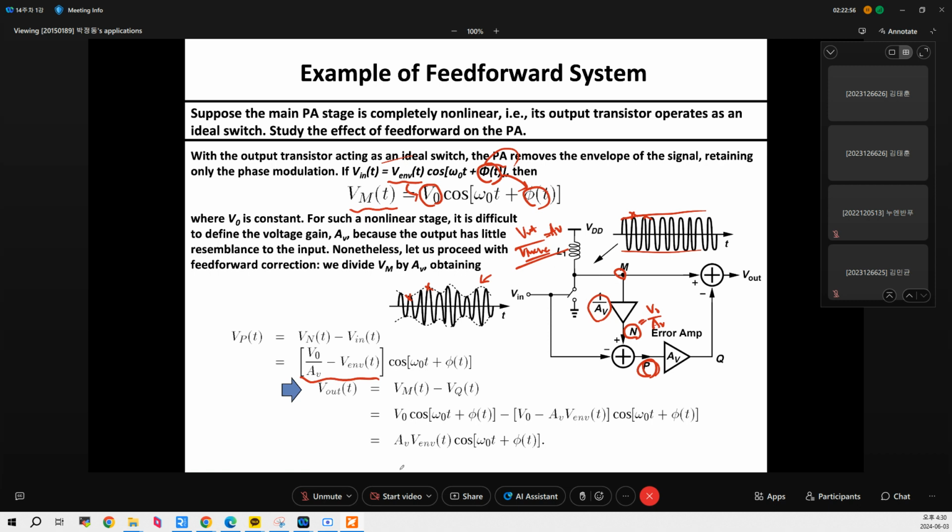Then V out is what? V out is VP multiplied by AV, right? Then this is VQ, which is just multiplied by AV, which becomes V0 minus AV V envelope cosine omega. Make sense? Okay. What is the output? This is V0 cosine(omega t plus phi), right? If you subtract them, what is left is this.